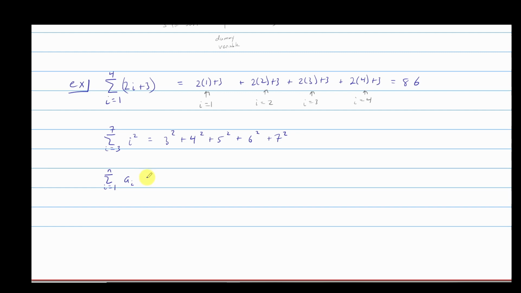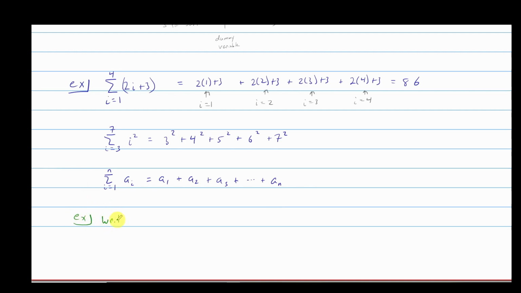If I write out what this looks like, when I start with i as 1, this will be a1, plus when i is 2, I'll get a2, plus when i is 3, I'll get a3, and it'll keep going up, and I don't know how many terms it takes to get there until I get to an. The idea behind this is that it allows us to write an abstract idea.